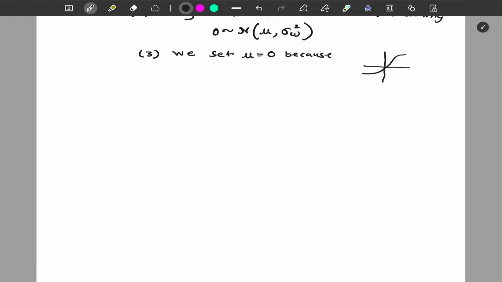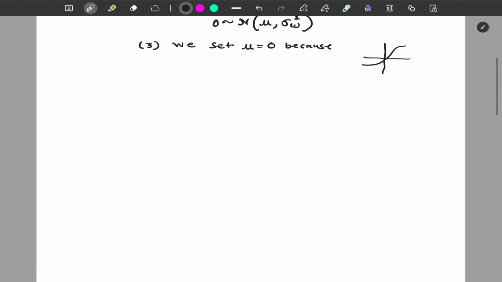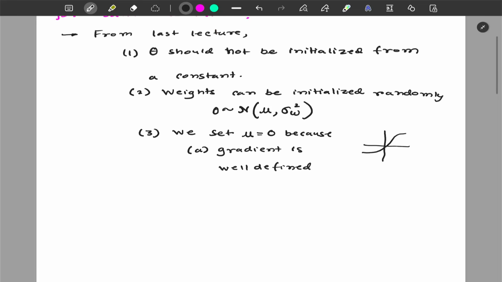So we set mu to 0 because the gradient is well defined, which also means that it is not saturated, right? It is not saturated, because if it is saturated, then you will end up getting 0 gradient, which means no update, right? So theta should not be initialized from a constant.